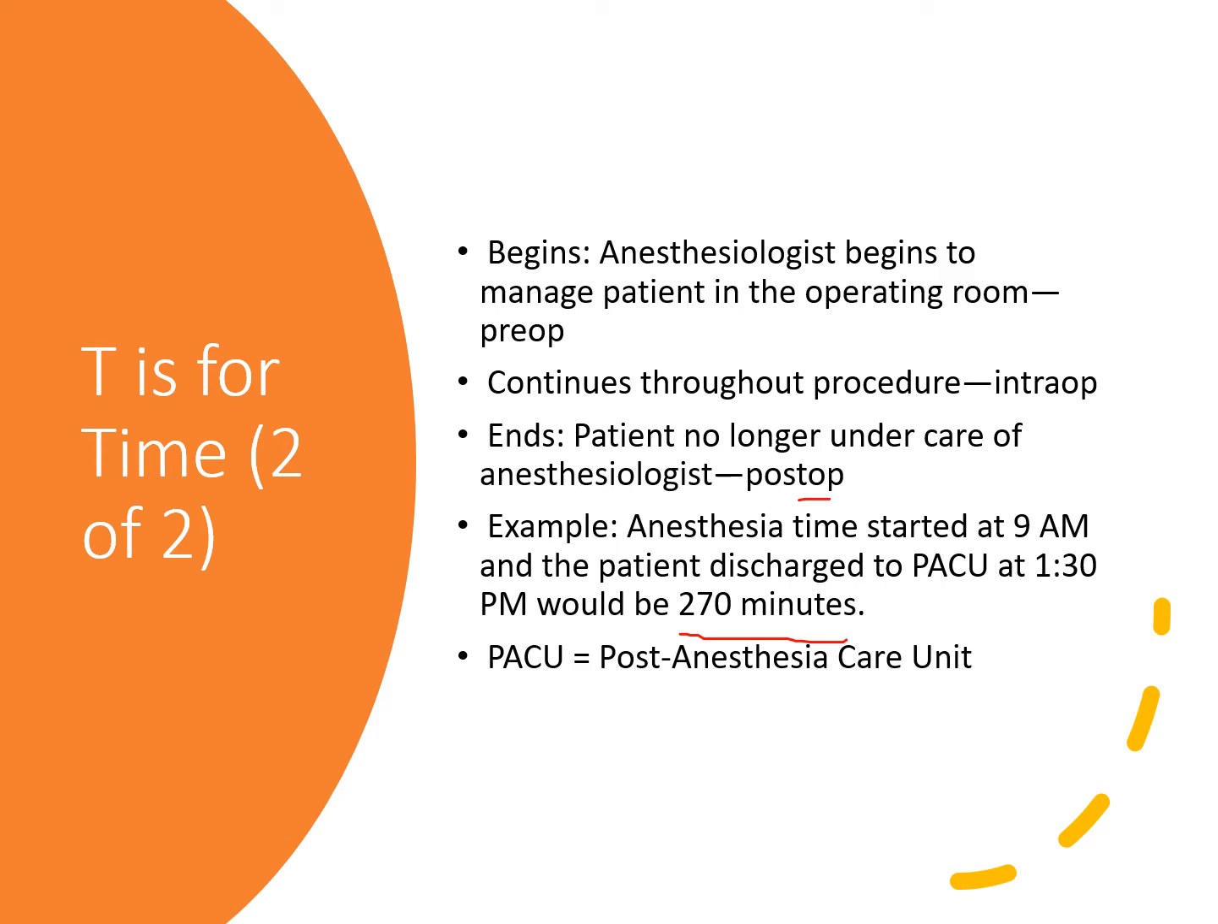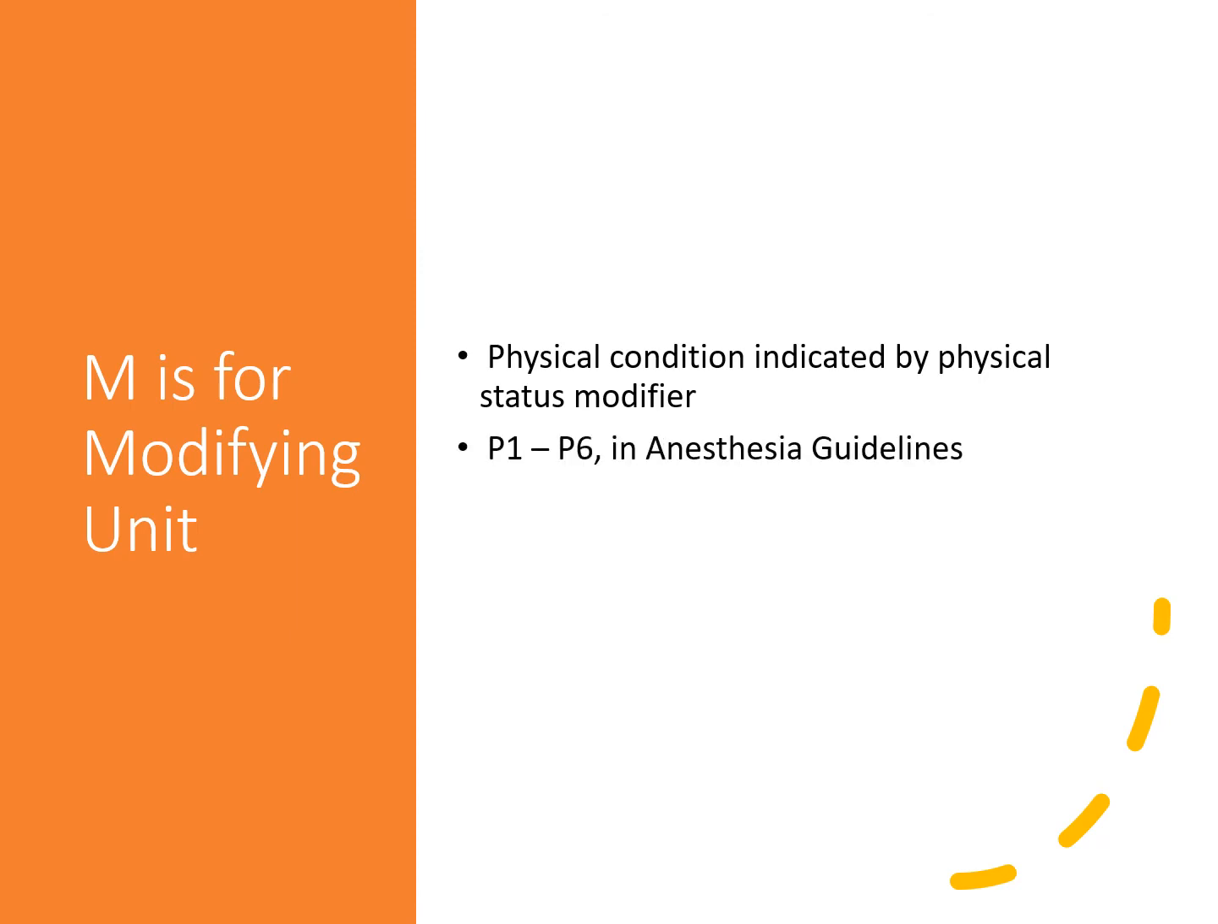PACU is post-acute care unit. M is for modifying unit. The physical condition of the patient is indicated by a status modifier. The modifiers are P1 to P6, and you'll find those at the beginning of your anesthesia section in your CPT book in the green pages. The risk factors are taken into consideration as well.